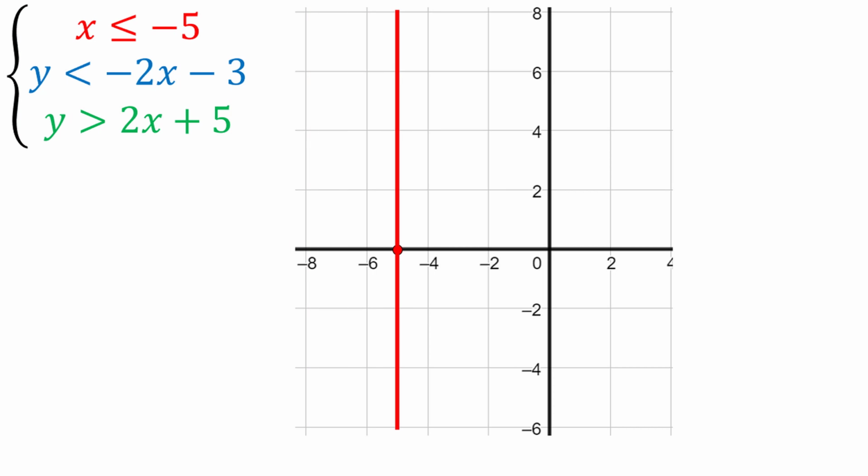For the second inequality, we have the point 0, negative 3, and then we can get another point 2 units down and 1 to the right. We can get another point by going 2 units up and 1 to the left. We can connect the dots with a dotted line due to the less than sign.